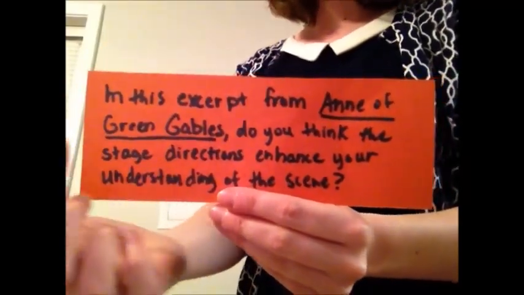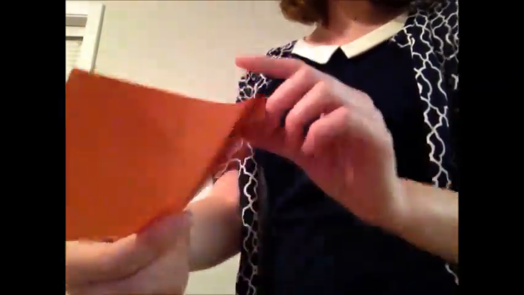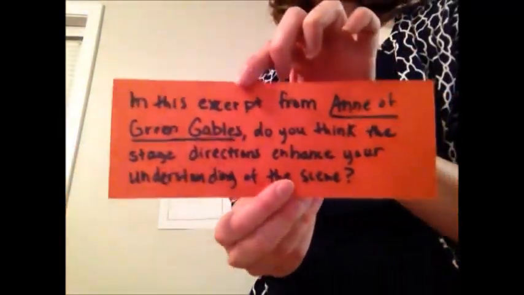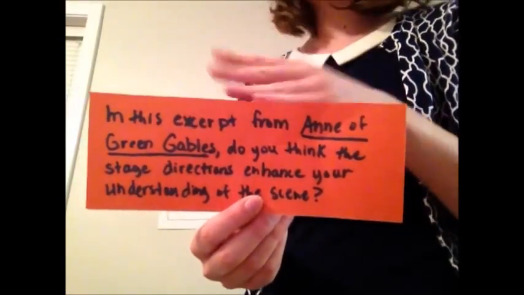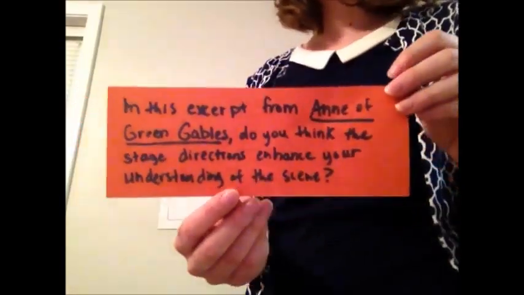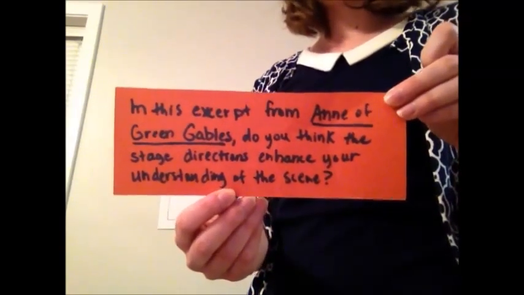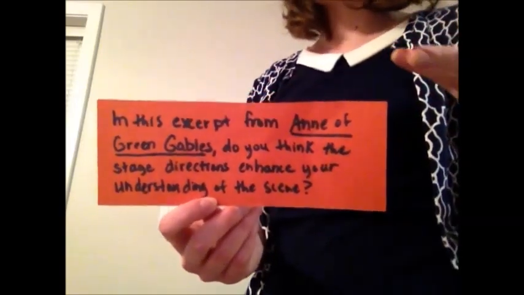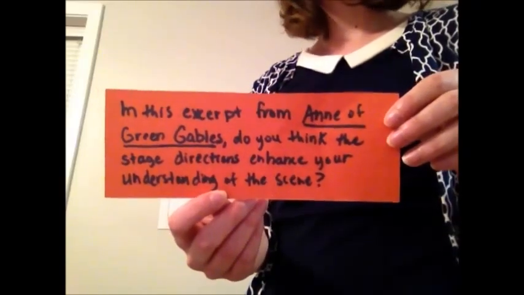Okay, so it says, in this excerpt from Anne of Green Gables, I cannot read backwards, so I'm going to flip it around. Do you think the stage directions enhance your understanding of the scene? Okay, I'm going to move this back. For Anne of Green Gables, just to give you some background, the part in the play that they're showing is when Anne, who's an orphan, shows up at the train station, and the man who's waiting for her, she thinks she's getting a new home, actually had asked for a boy to be sent.